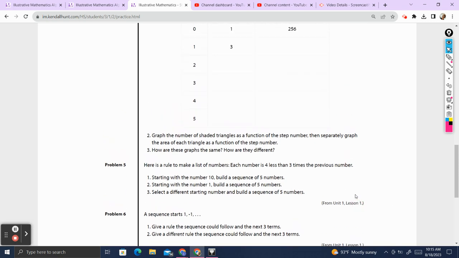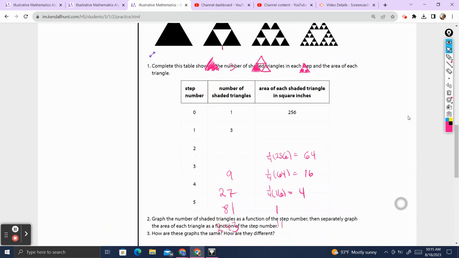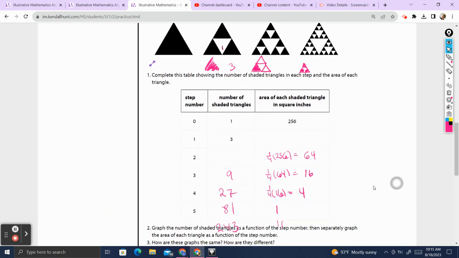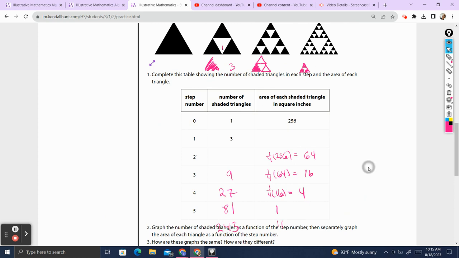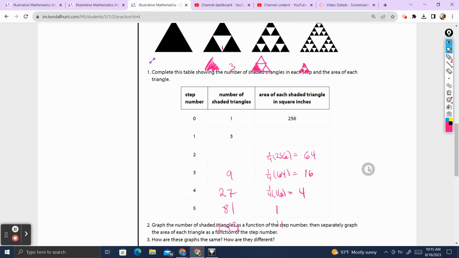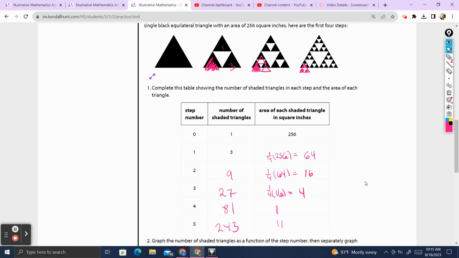Graph, oh no, good thing we have the undo button. Graph the number of shaded triangles as a function of the step number, then separately graph the area of each triangle as a function of the step number. Okay, well, good thing we didn't erase too much. We just erased that 4. So let's go ahead here.